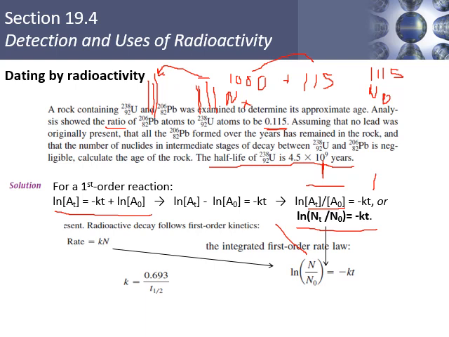The whole hard part of this problem is, first of all, to read the silly thing, and then next to figure out what your N naught and what your NT are. Once you've done that, you're done, because now you've got the logarithm of 1,000 divided by 1,115, and it'll be on the next slide. So just divide 1,000 by 1,115 and then take the logarithm of whatever you get, and then set that equal to minus KT, where you know what K is. It's 0.693 divided by 4.5 times 10 to the 9th years. So if you know all of that, then you can find T. Next slide.